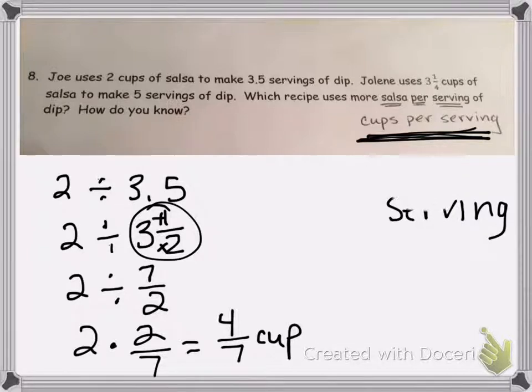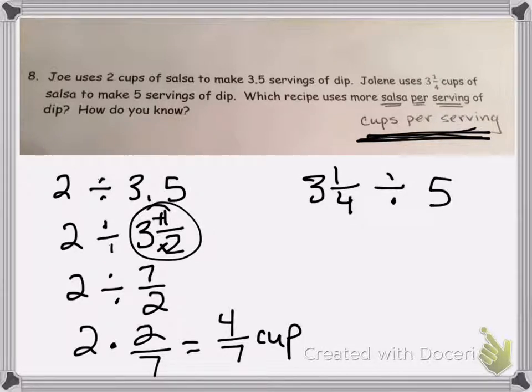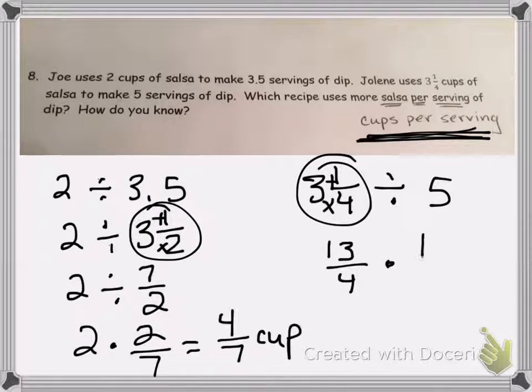I'm just going to erase this that we had to give us a little more room. And for Jolene, she had 3.25 cups divided by 5 servings. Again, we're going to convert that, which would be 12 plus 1, which is 13/4. And instead of divided by 5, we're going to change to multiplication and flip it. And this gives us 13/20. Now, probably a calculator will help you when you do the division here.